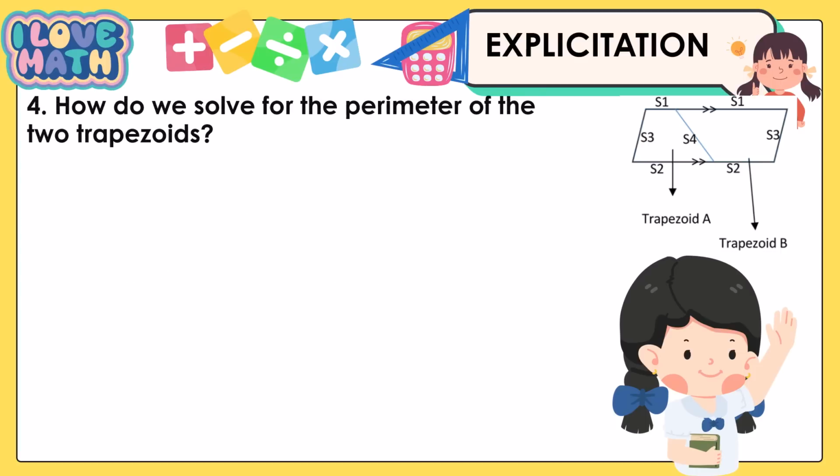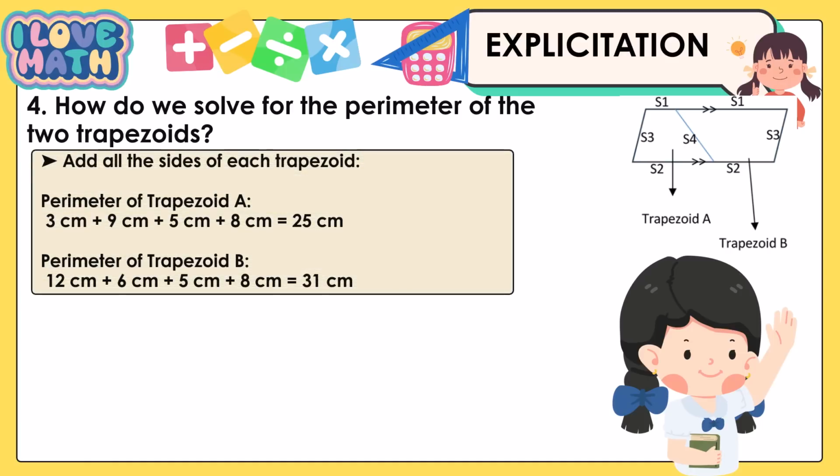Number 4, how do we solve for the perimeter of the 2 trapezoids? Answer, add all the sides of each trapezoid. Perimeter of trapezoid A, 3 cm plus 9 cm plus 5 cm plus 8 cm is equal to 25 cm. Perimeter of trapezoid B, 12 cm plus 6 cm plus 5 cm plus 8 cm equals 31 cm.